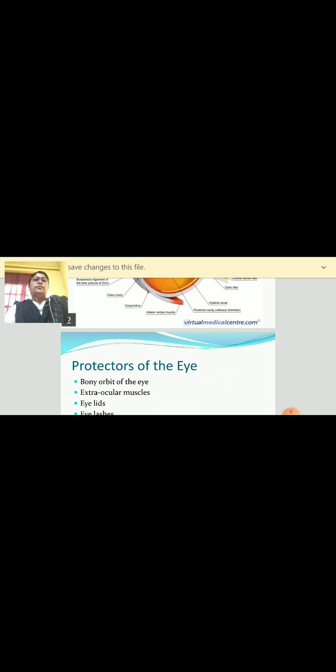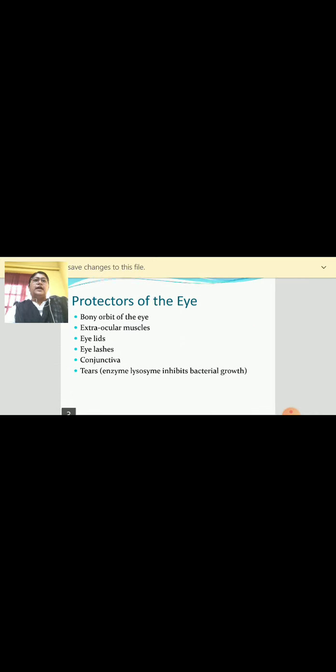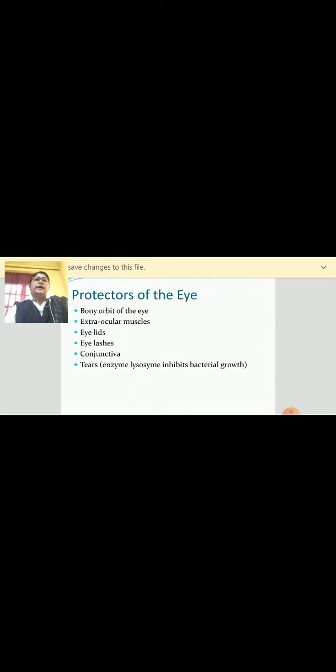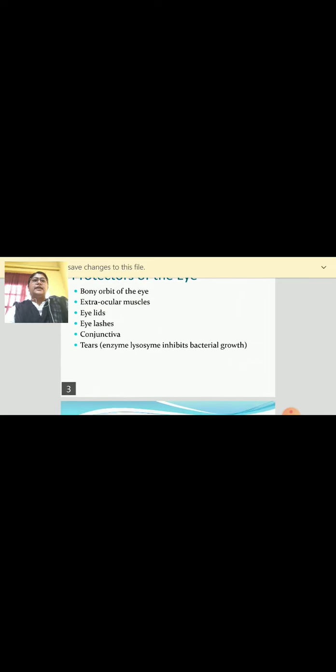Now, what are the protectors of the eye? The protectors of the eye are the bony orbit, extraocular muscles, eyelids, eyelashes, conjunctiva and tears, which contain the enzyme lysozyme which inhibits bacterial growth.